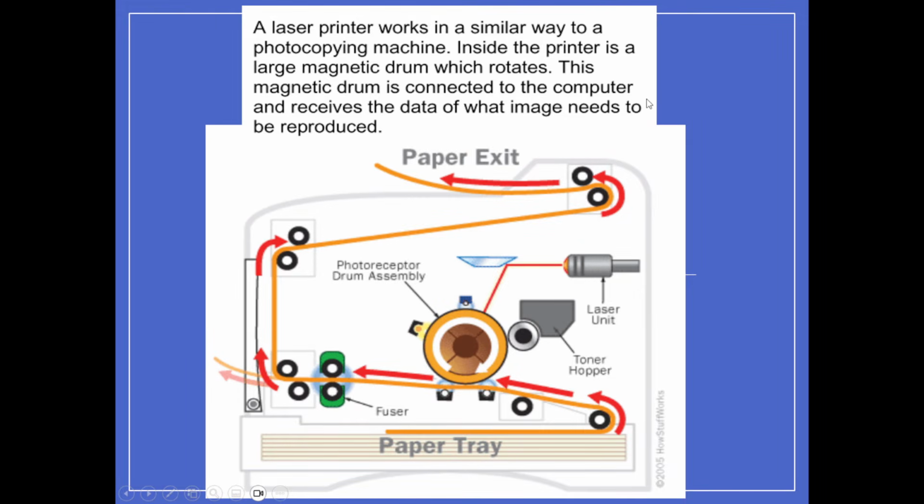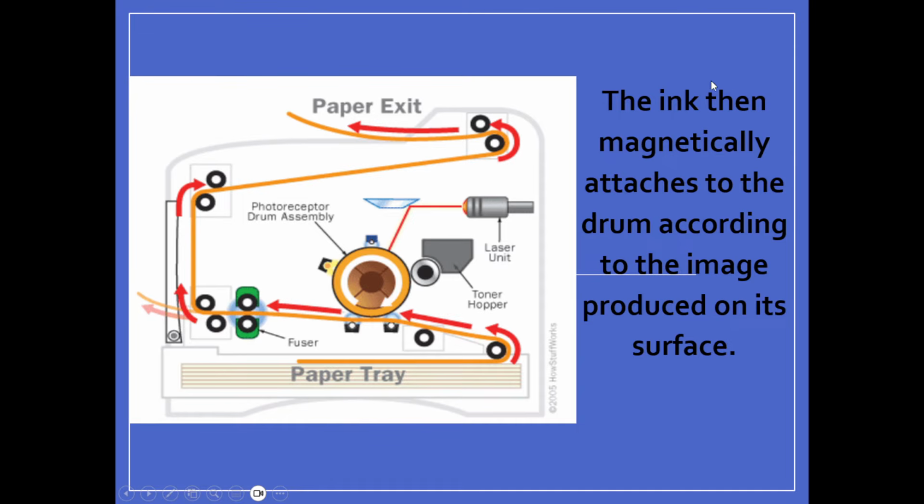So what do they say to us? Well, inside the printer is a large magnetic drum that's over here, which rotates. This magnetic drum is connected to the computer and receives the data of what image needs to be reproduced. So I say I'd like to print a particular picture. That information goes to my drum. The ink is then magnetically attached to the drum. Now, in this case, with a laser printer, they don't use the ink cartridges. We use what is called toner, right?